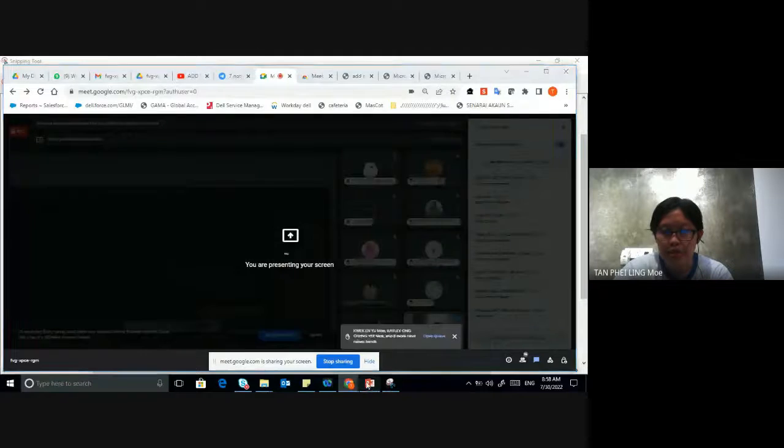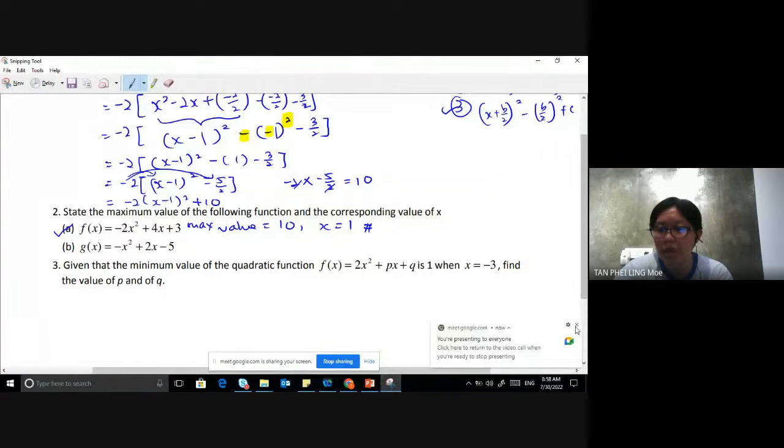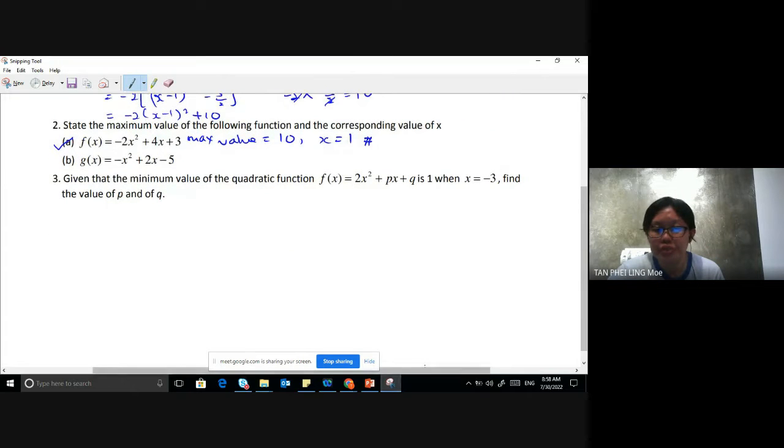Okay, let's continue to solve the next one. I hope that when I repeatedly repeat, you will have the familiarity in you. So then you will have less tendency to make mistakes. Moving on, here we have minimum value. So it's given the minimum value.